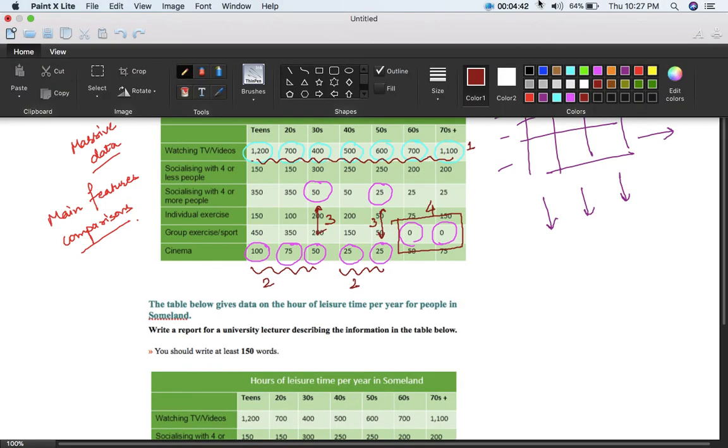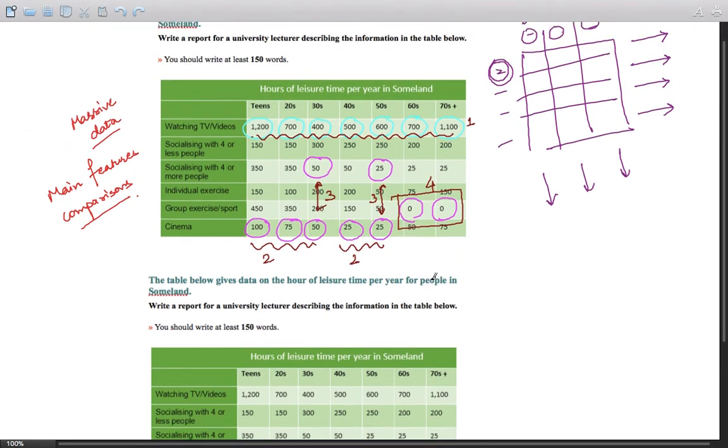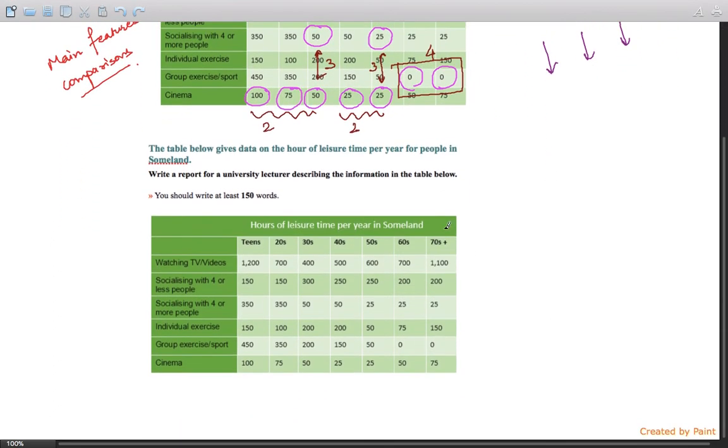Now let us move to the other areas. Let us move in a horizontal manner. Let us go through this. Watching television. So among all the age groups, which group spends the most time in watching television? I guess it's teens. Which group spends the least?